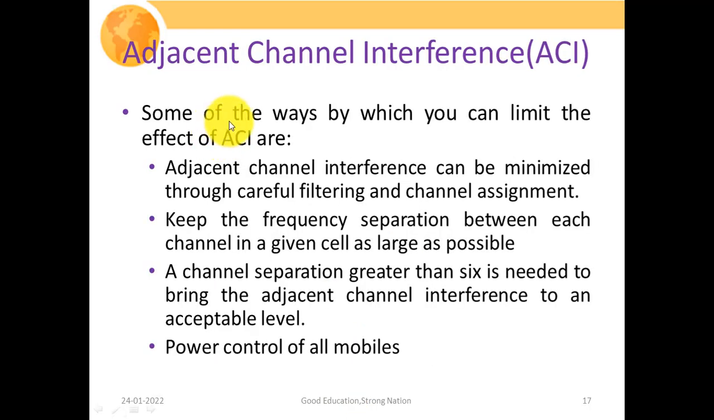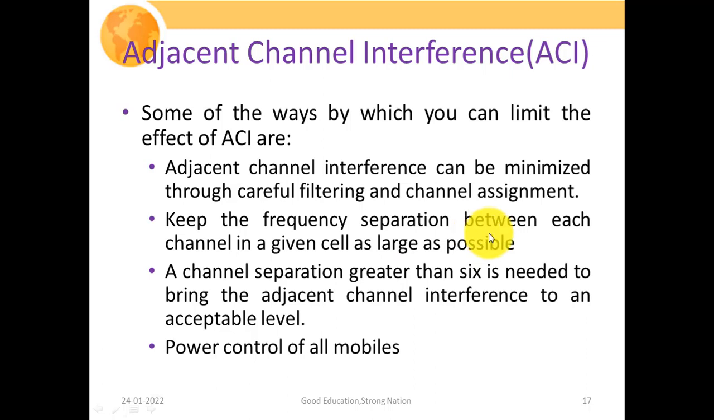In this slide, we are trying to show you some of the ways by which you can limit the effect of ACI. Adjacent channel interference can be minimized through careful filtering and channel assignment. First, if you use a high quality filter, that can very much reduce adjacent channel interference. Apart from that, if we properly do our channel assignment, that is, we give frequency bands for new call requests which are not adjacent to each other, it will substantially reduce the impact of adjacent channel interference.